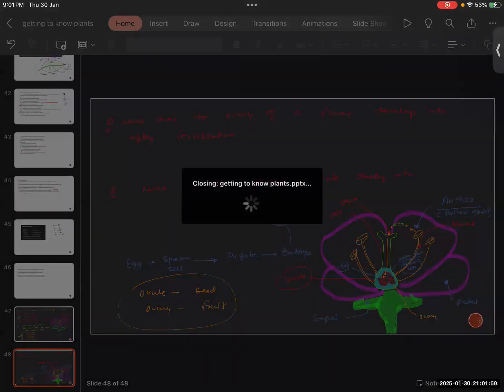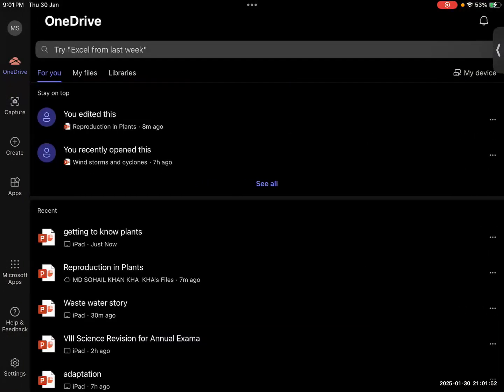So sorting of materials, sorry, getting to know plants, this chapter is done. By the way, we have done it for the second time, but it is done. We have finished the syllabus also in the batch. Now we are going to do the revision. So Salman, tell me, do you have any questions from this chapter? And you guys also tell me, from the chapter getting to know plants, do you have any questions?